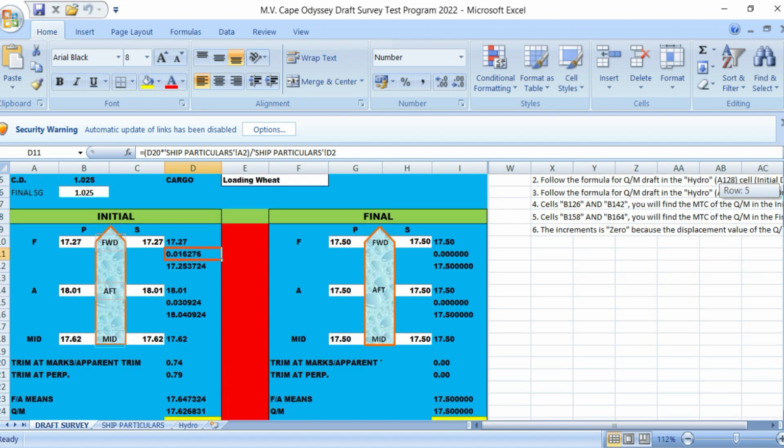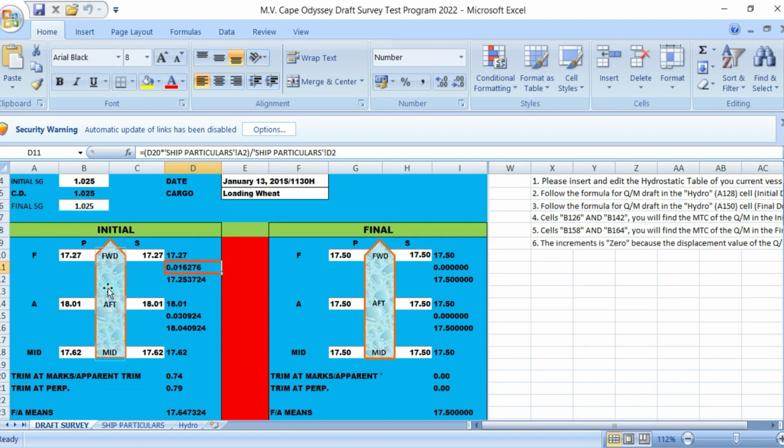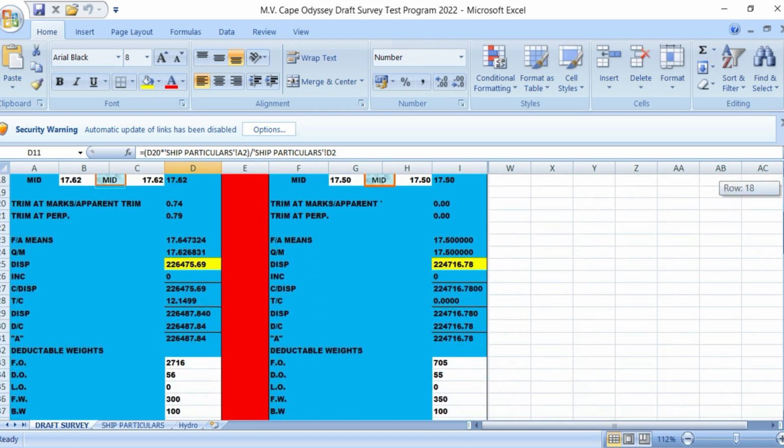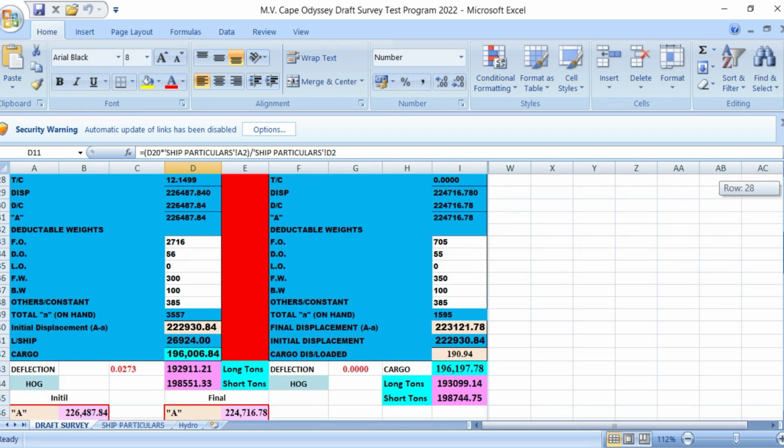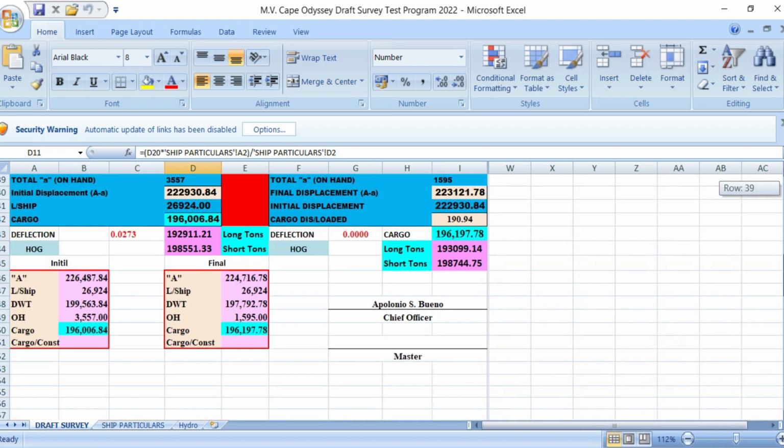So I have an initial draft forward of 17.27 port and starboard, aft is 18.01 port and starboard, and mid is 17.62 port and starboard, till I got a cargo of 196,006.84 metric tons, which is this one cargo.